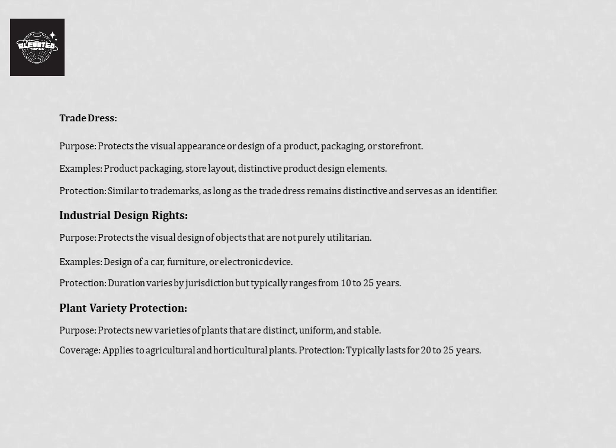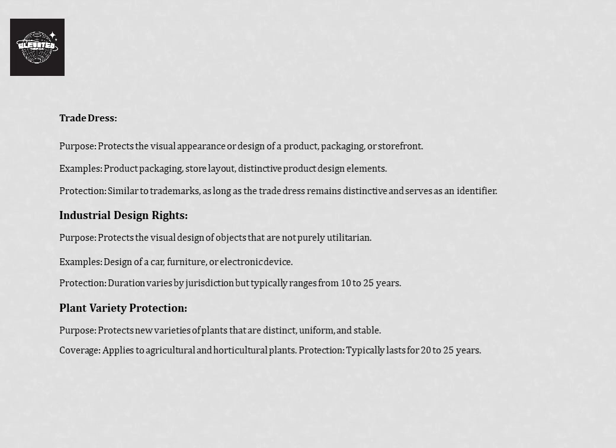Trade dress. Purpose: protects the visual appearance or design of a product, packaging, or storefront. Examples: product packaging, store layout, distinctive product design elements. Protection: similar to trademarks, as long as the trade dress remains distinctive and serves as an identifier.